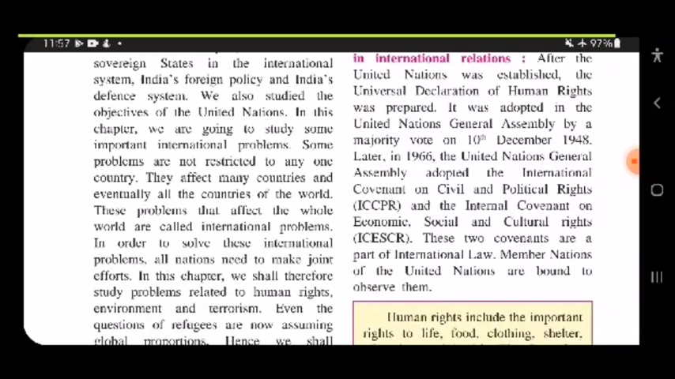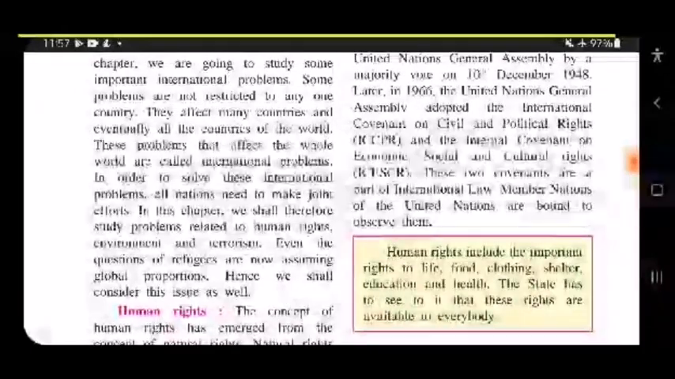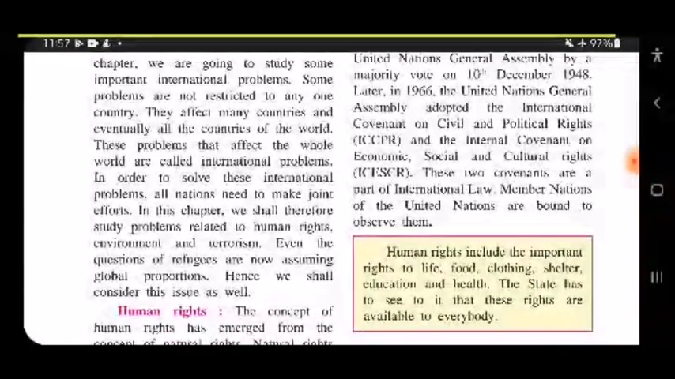Some problems are not restricted to any one country. That means it's not like only one country is facing the problem. There are some other countries also facing the same problem. They affect many countries and eventually all countries of the world. These problems that affect the whole world are called international problems.